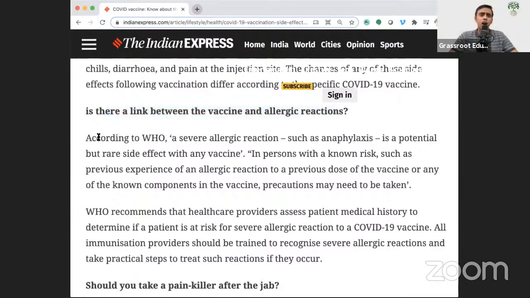Okay, let's start. According to WHO, repeat loudly. According to WHO, a severe allergic reaction, such as anaphylaxis, medical term, don't worry, anaphylaxis is a potential but rare side effect with any vaccine. We have hit a full stop, our voice will go down.